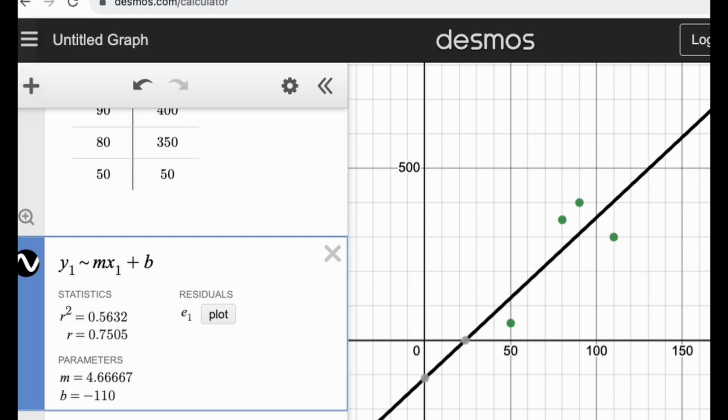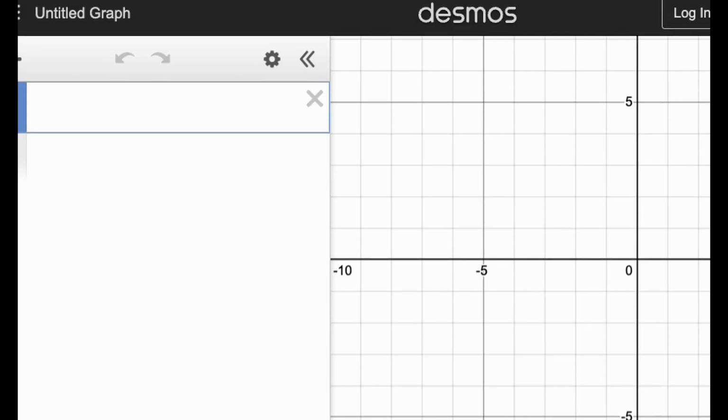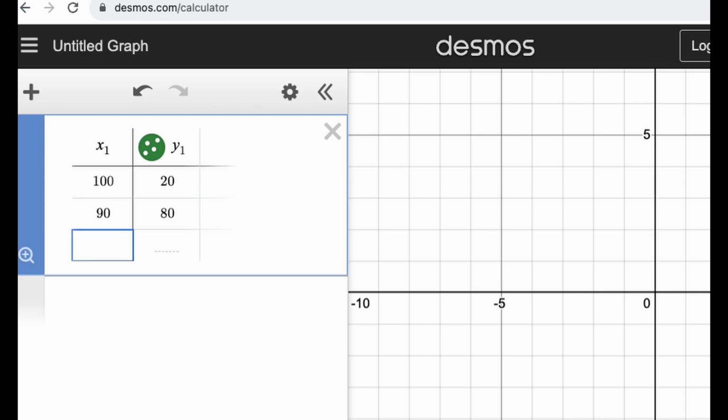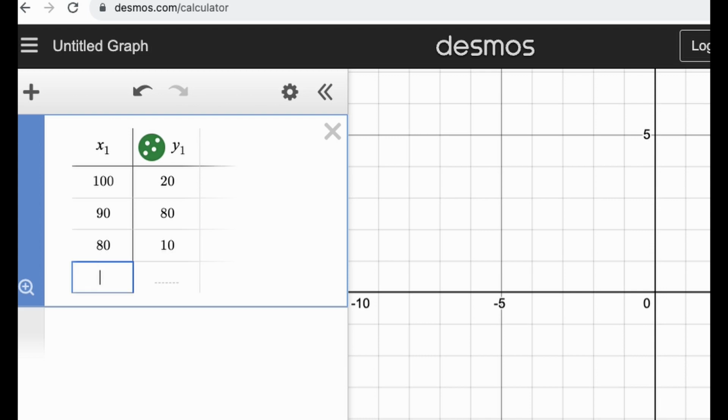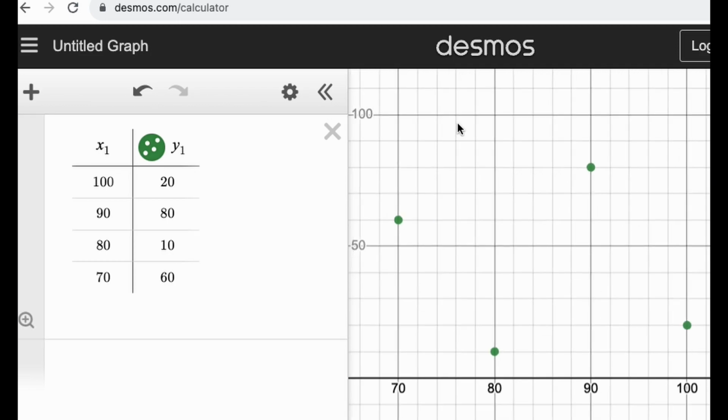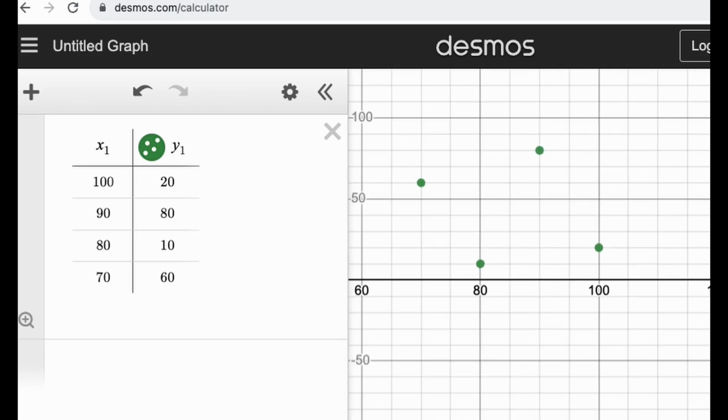Then you might have something where your data is a little more all over the place. Let's say you've got 100 goes with 20, and 90 goes with 80, 80 goes with 10, and 70 goes with 60 or something. We see here that the data doesn't seem very linear at all, like a line wouldn't even really be appropriate for this situation. What this shows is that the X has no bearing on the Y, probably. They don't even have an association or a correlation.